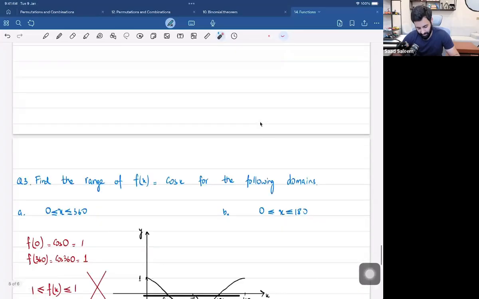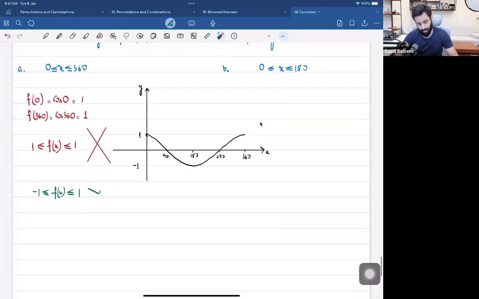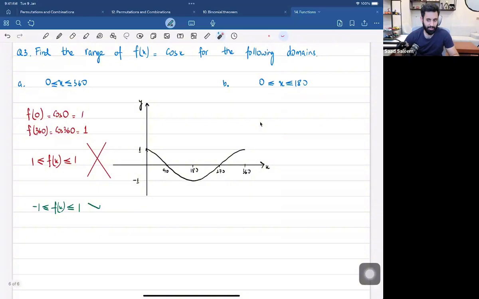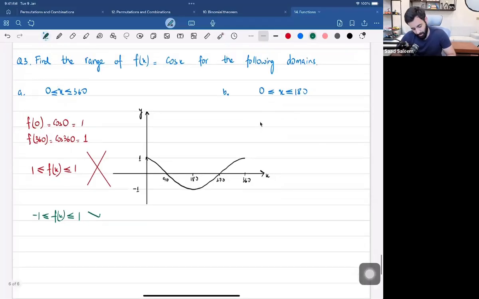अच्छा, अब एक interesting चीज है. Okay, so I hope the concept is clear. Because one-to-one is either always increasing or always decreasing, we can plug in the endpoints of the domain and find the range. But interestingly, if I apply that concept here, meaning if I do cos 0, I get 1. And if I do cos 180, I get minus 1. And then if I write down the range, I get the correct answer.